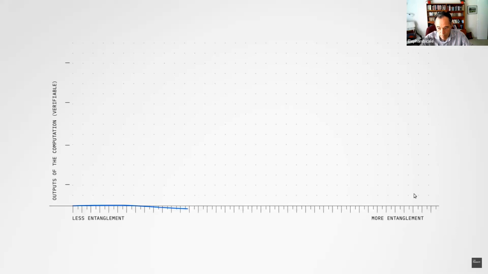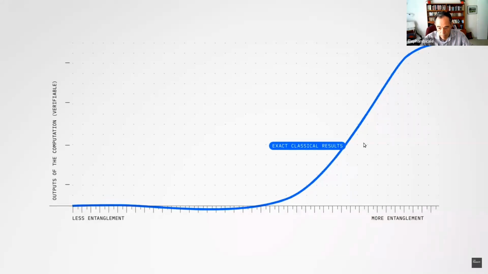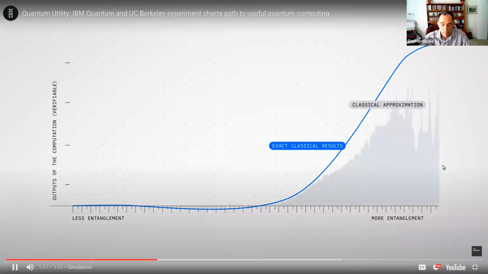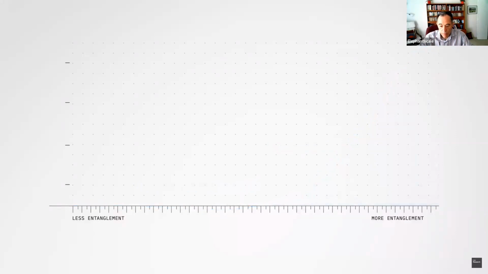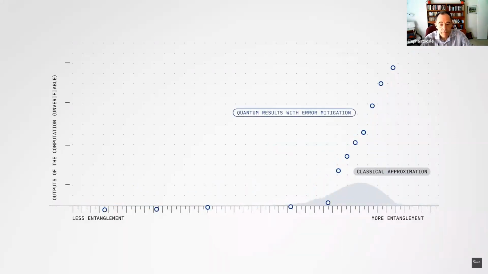But using some of the novel error mitigation techniques that IBM has introduced, we actually found that the quantum device easily matched exact classical results and outperformed approximate classical results in cases where the exact answer was available. Impressively, even as we moved to circuits beyond exact classical methods, quantum still appeared to be more reliable than some of the approximate methods that we tried on these large supercomputers.